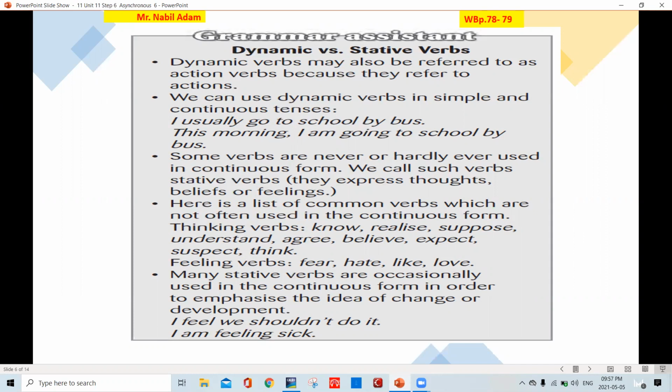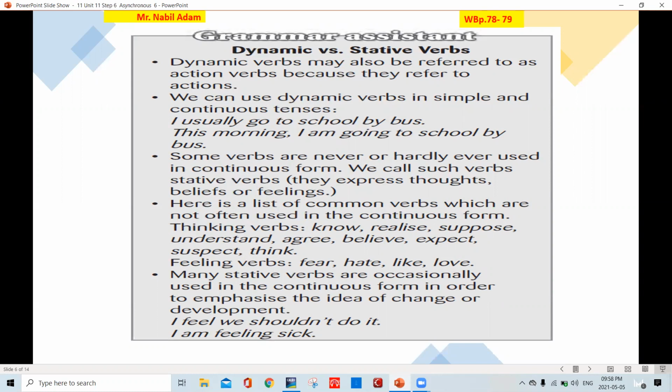Some verbs are never or hardly ever used in continuous form. We call such verbs stative verbs. They express thoughts, beliefs, or feelings. Here is a list of the common verbs which are not often used in the continuous form. Thinking verbs like know, realize, suppose, understand, agree, believe, expect, suspect, think. Feeling verbs like fear, hate, like, love.